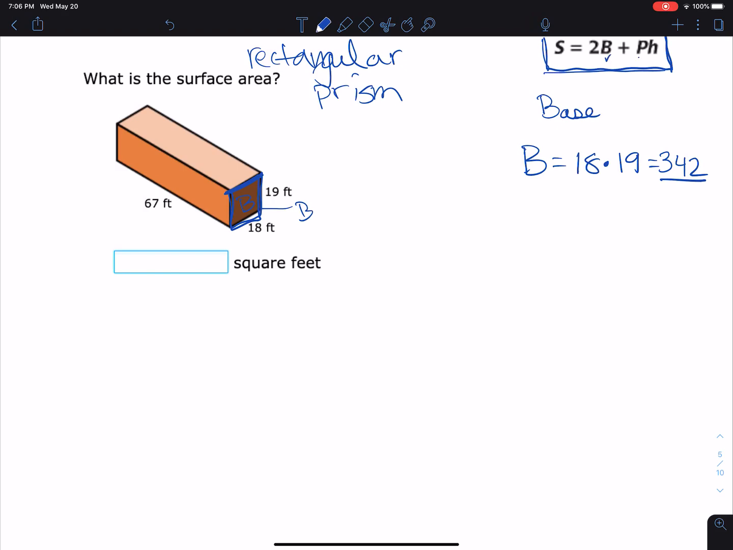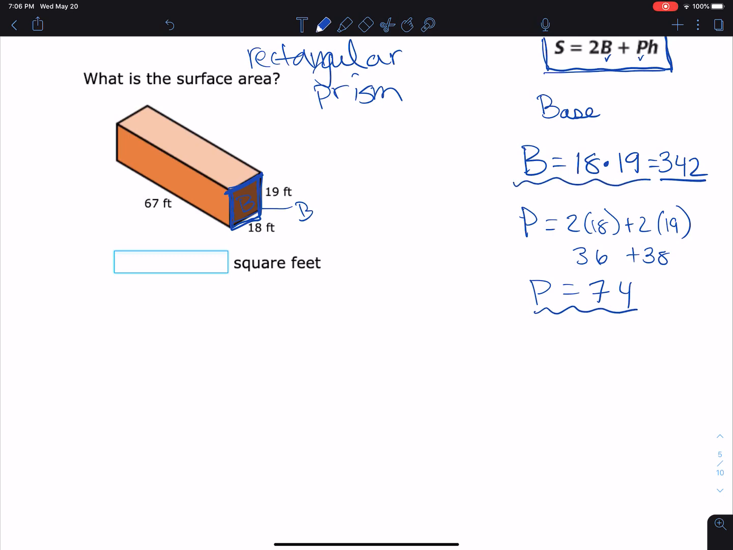Now let's go ahead and find big P. Remember, big P stands for perimeter of the base. So I identified this as my base. So perimeter would be 2 times 18 plus 2 times 19. Oops, that's not a 19. Because remember, perimeter is length around. So this would be 36 plus 38, which would be 74. So my perimeter is 74.